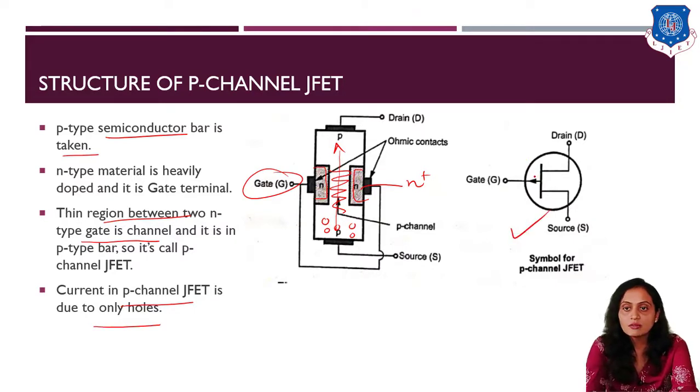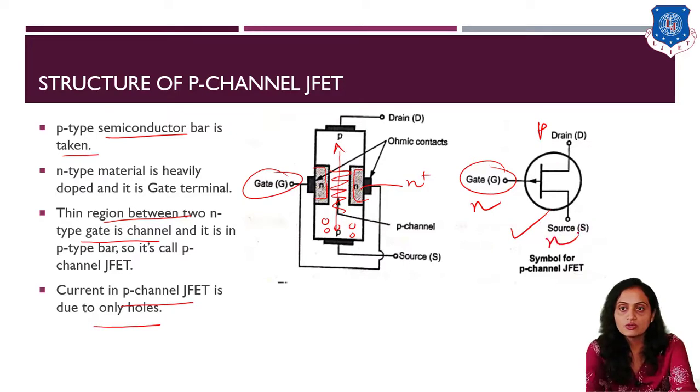This is a symbolic representation of the P-channel JFET. This is the gate terminal, the arrow is shown outside, that means this is a P-channel, and the gate is made up of N-type material. So drain and source are of P-type.